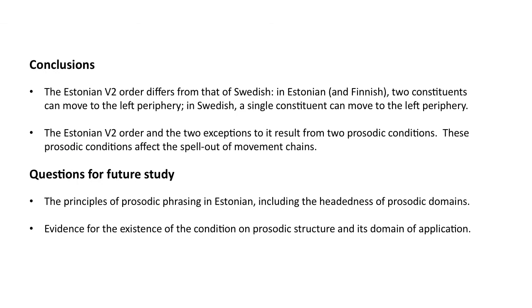In conclusion, we have proposed the following. The Estonian V2 order differs from that of Swedish and the other Germanic languages. In Estonian, as well as in Finnish, two constituents can move to the left periphery, while in Swedish, a single constituent can move there. The V2 order of Estonian, as well as the two exceptions to it, result from two prosodic conditions, and these prosodic conditions affect the spellout of movement chains.